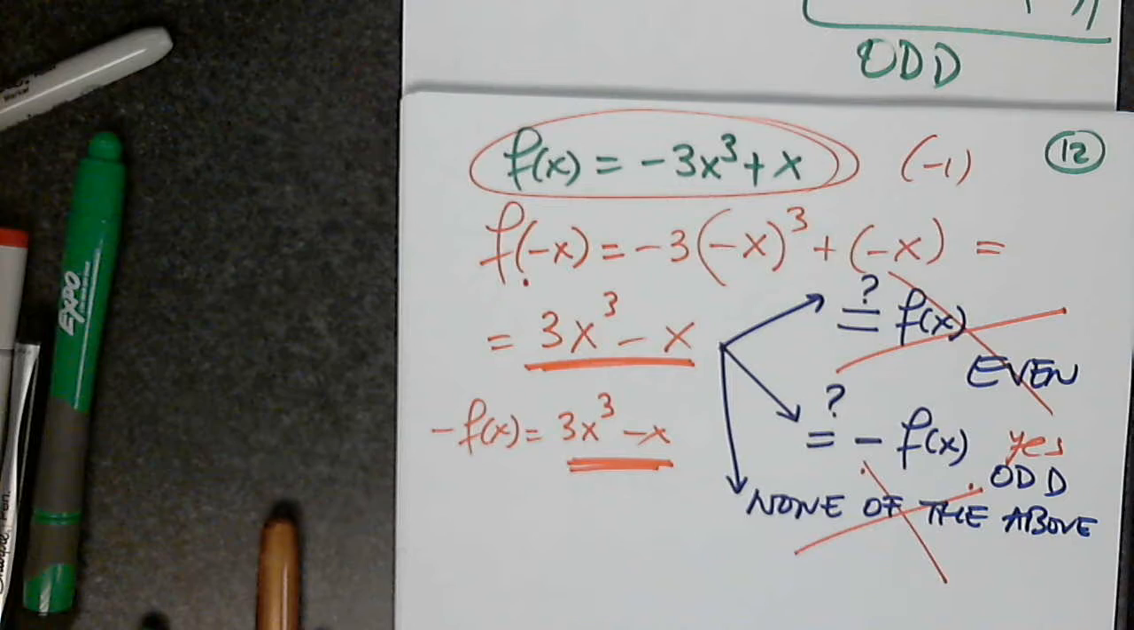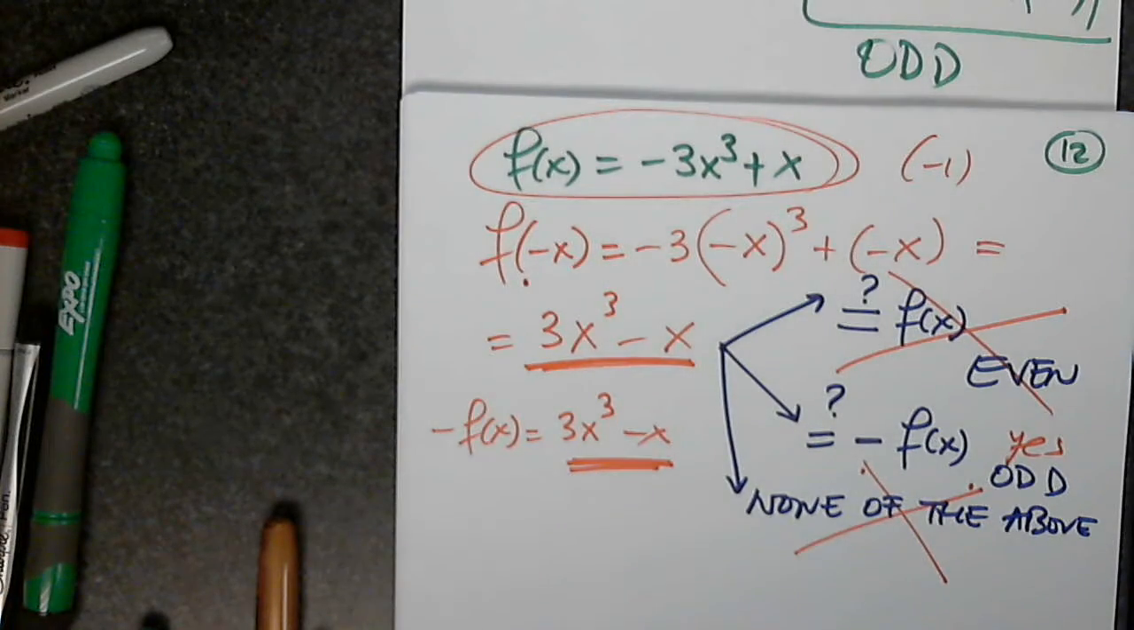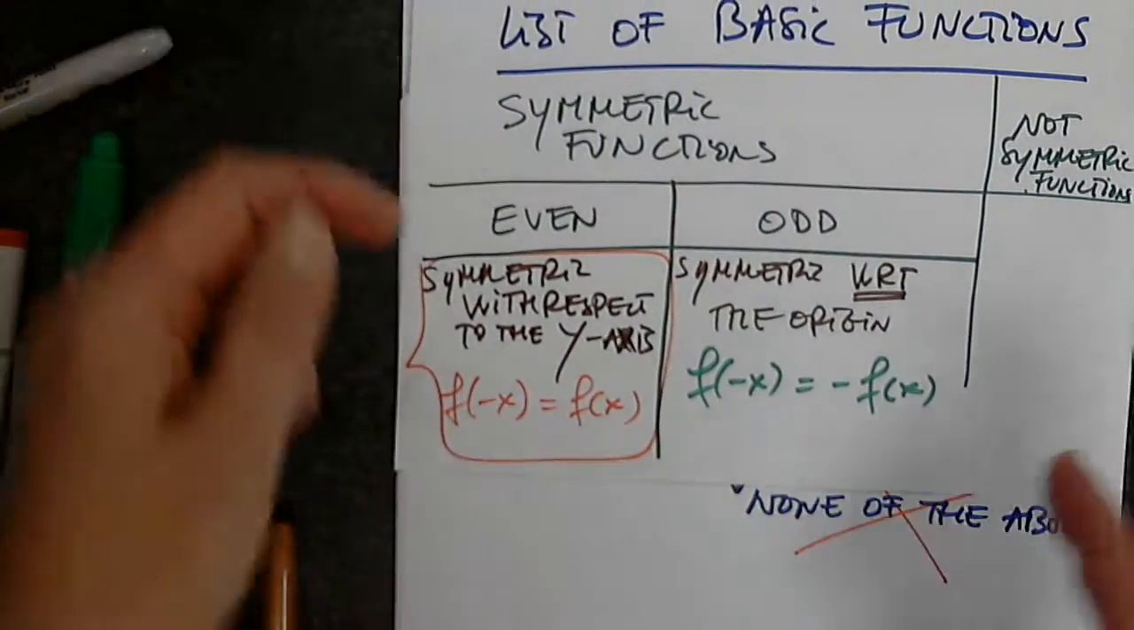Is this clear? We always plug in negative x for x to figure this out. I'm not plugging in x. So we always plug in negative x. Let's take a look. Look at what we wrote here.